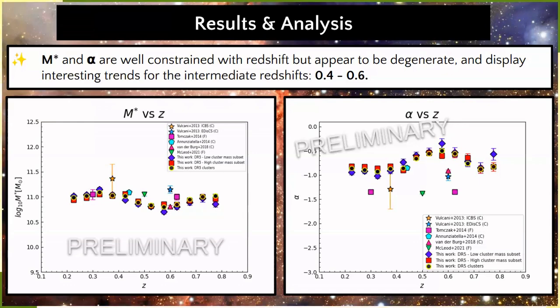We've also compared our values to some field studies, denoted by F, and cluster studies, denoted by C, but we do need further analysis to determine the degeneracy in M star and alpha and find out the cause of what's driving these trends, hence why these results are preliminary right now.